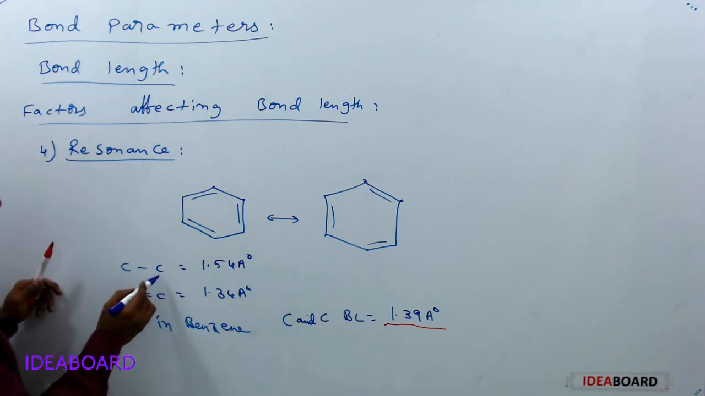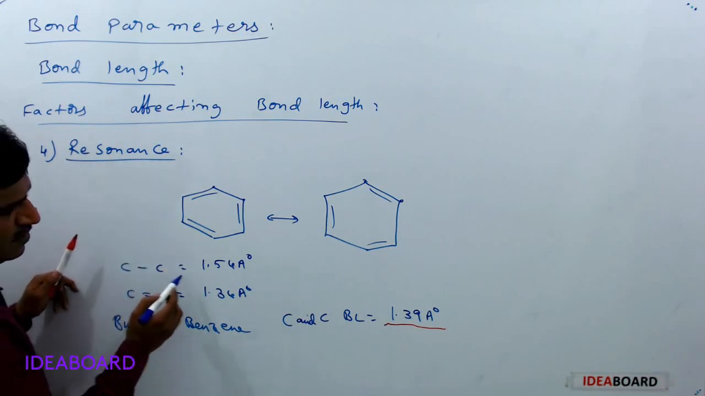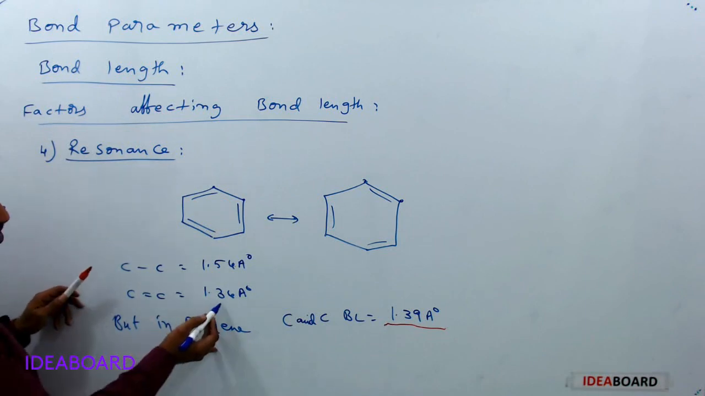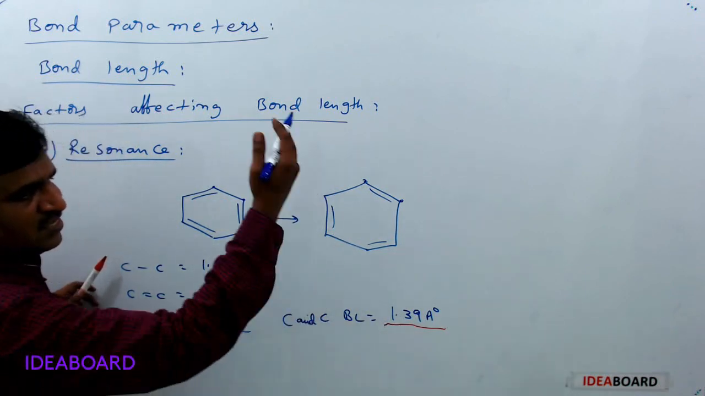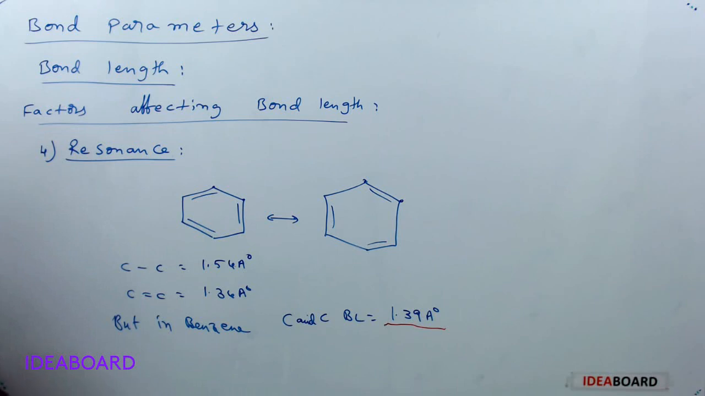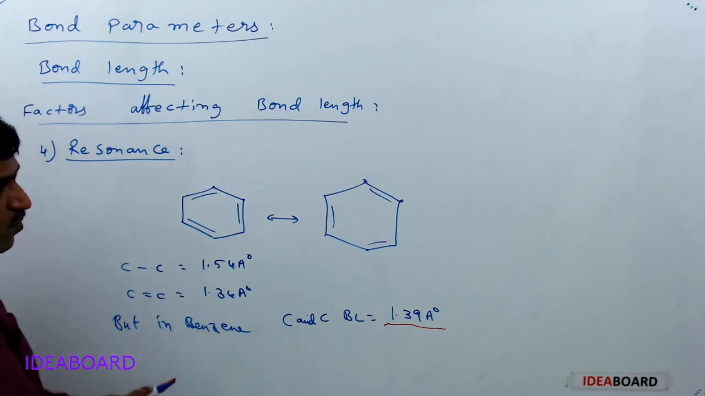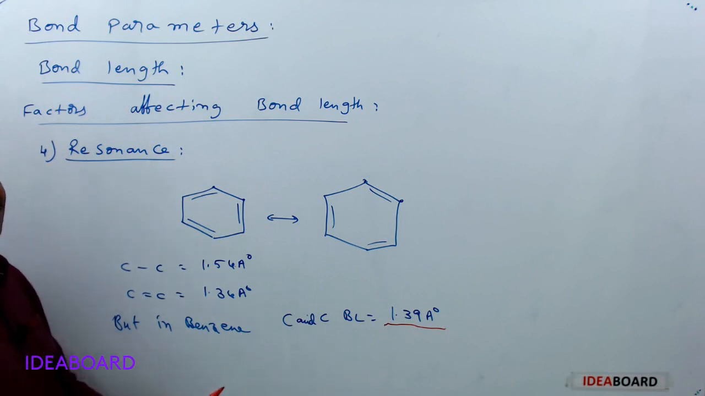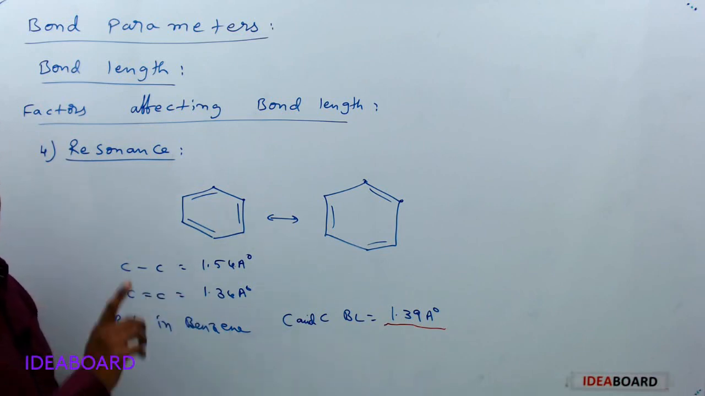Suppose there is a single bond; due to resonance the bond length decreased. If there is a double bond, the bond length value increased. So because of resonance, the bond length is affected. We can't say it always increases or always decreases. In some cases it increases, in some cases it decreases.